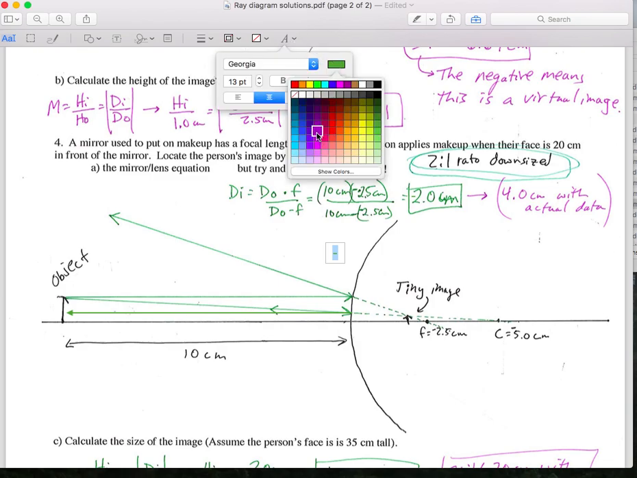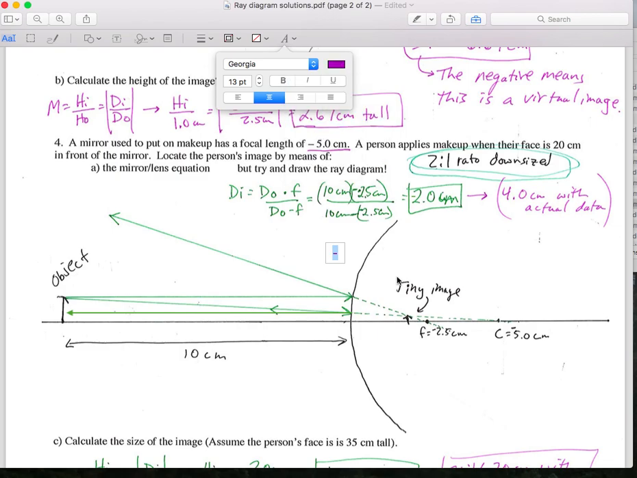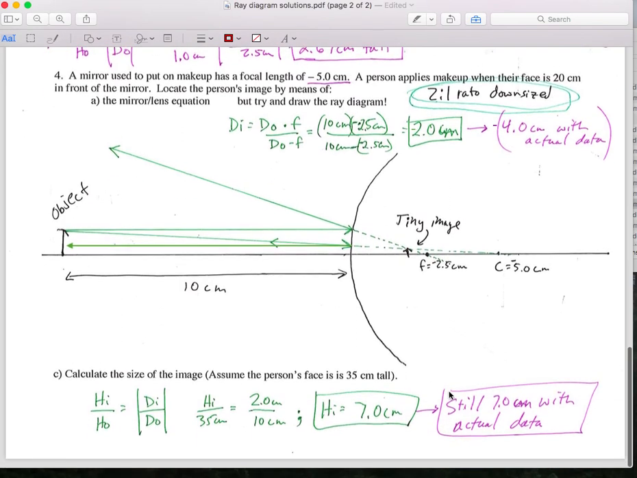Okay. And again, calculate the size. It's just a ratio, image height to object height, or image distance to object distance. So it is reduced.